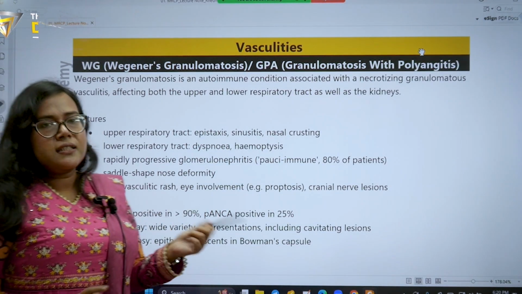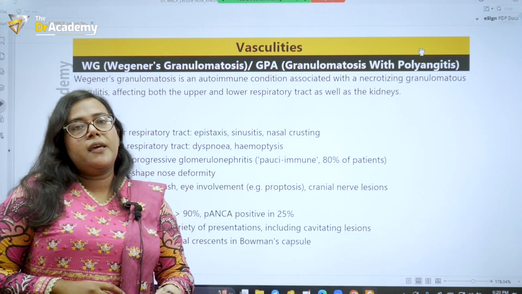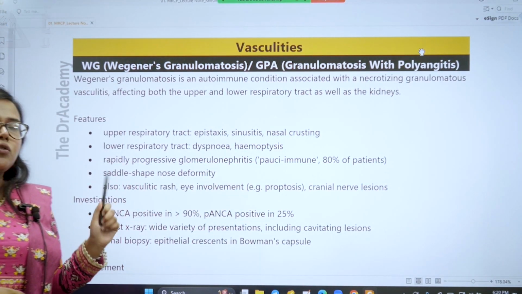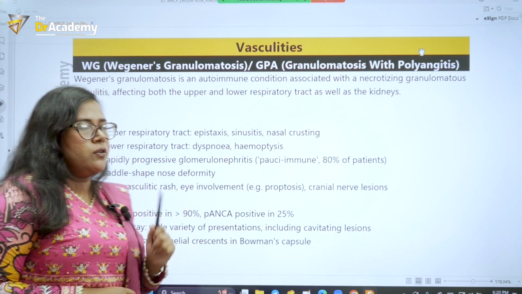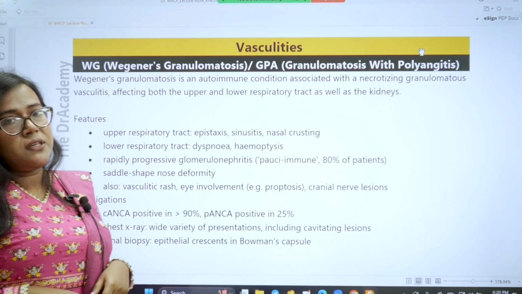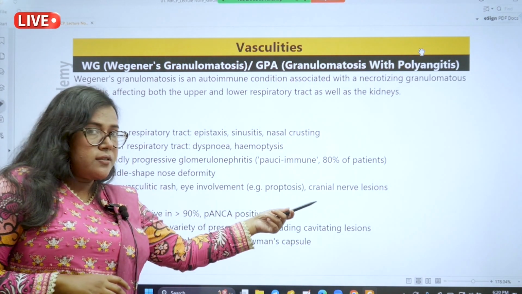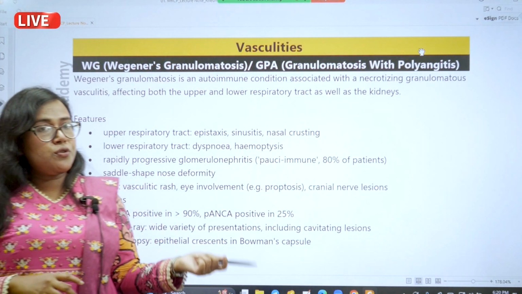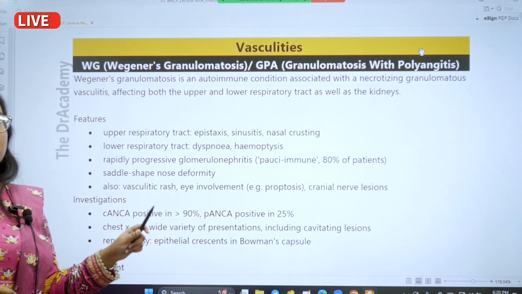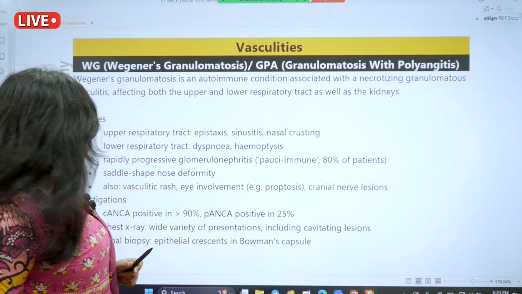I think in the first class I mentioned that I faced 3 questions coming from the Wegener's or the GPA. So in paper 1 I had 2 questions, and in the second paper I had 1 question coming from this particular portion. So this is that much important because not only can a question come from the rheumatological section, but this is an important question that can come from the respiratory system. It's an important question that can come from the renal medicine or the nephrology system as well.